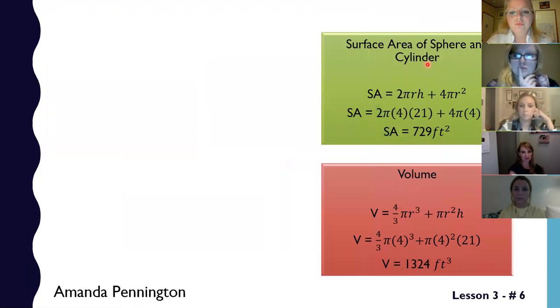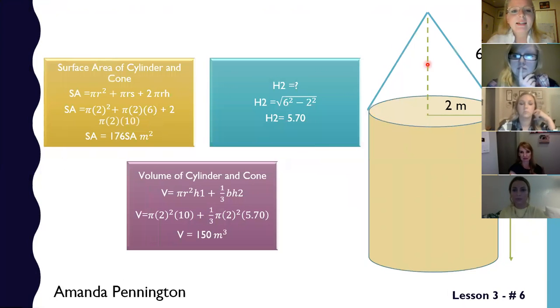So when we do that, we're going to plug it in to get pi 2 squared, because that's going to be the radius of that cylinder and the cone, plus pi times 2 times 6 plus 2. And that's going to add up when we get done with it to be 176 m squared.